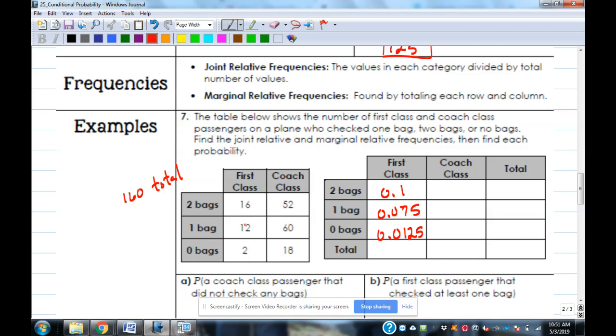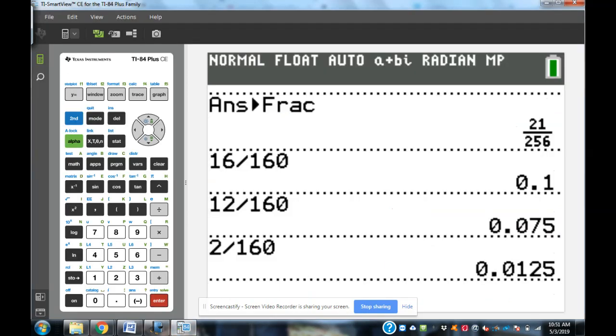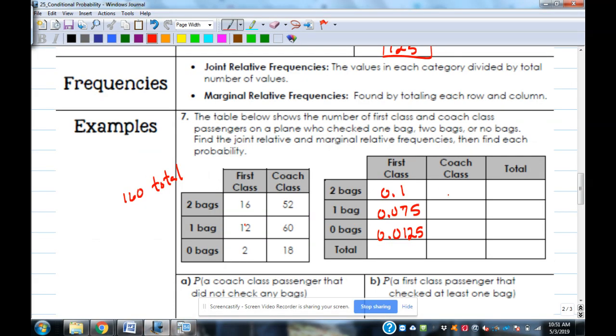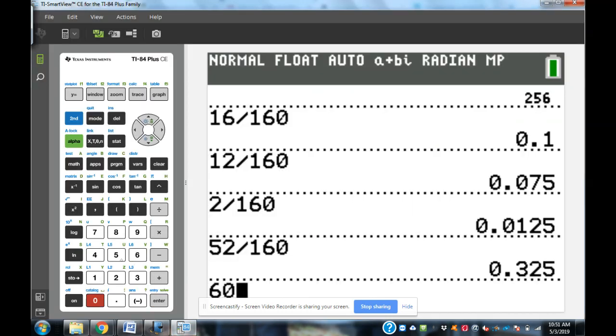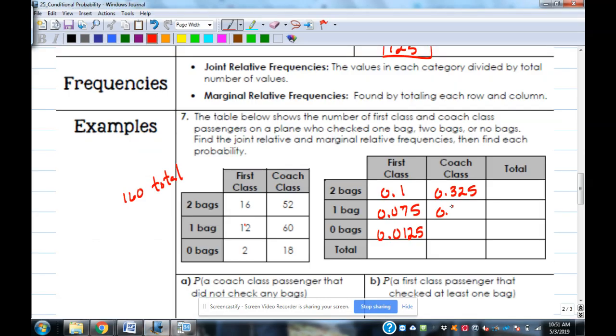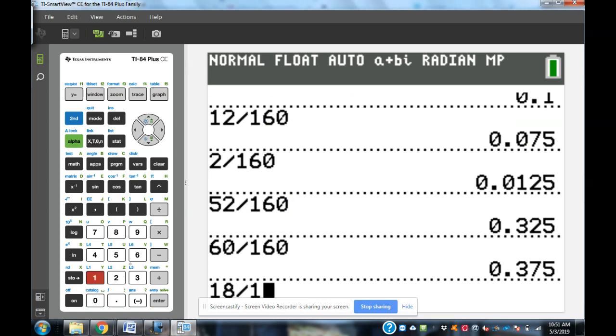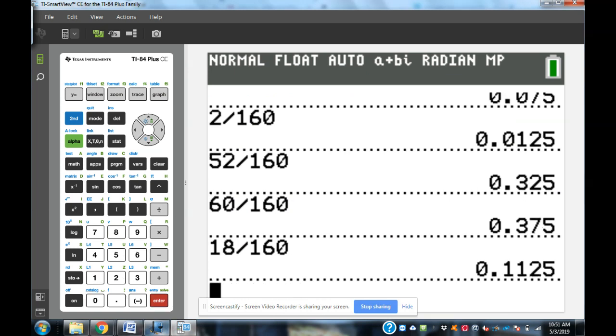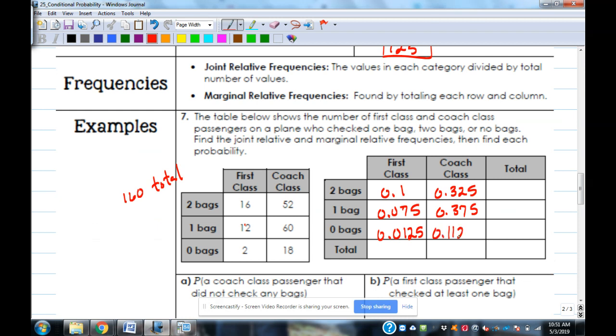Let's find the joint relative frequencies for coach class passengers. So we got 52 divided by 160, 0.325. 60 over 160, 0.375. And 18 divided by 160, 0.1125. So those are the joint relative frequencies for the coach class passengers.